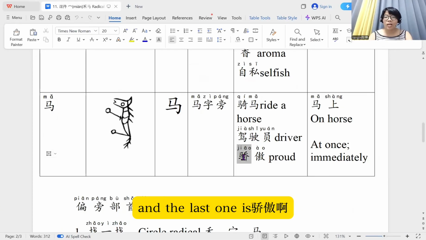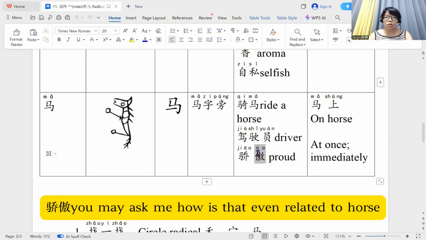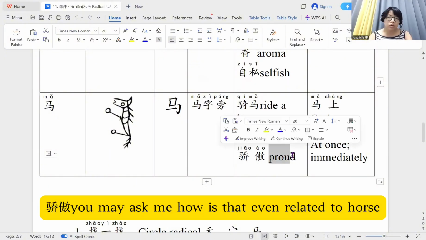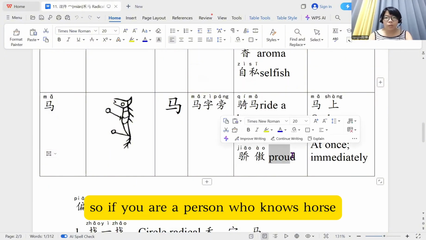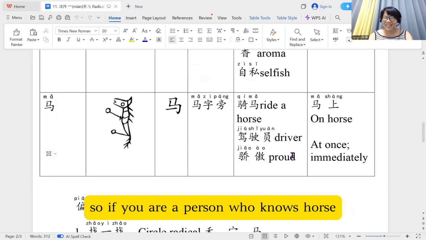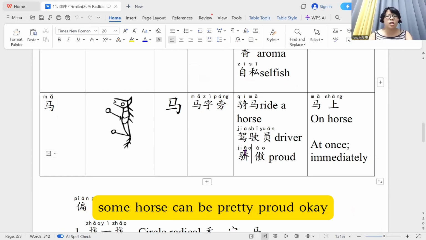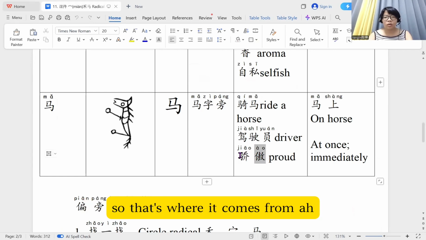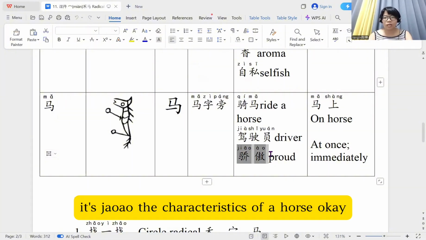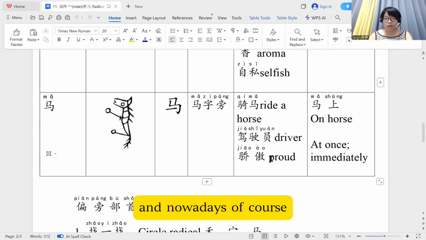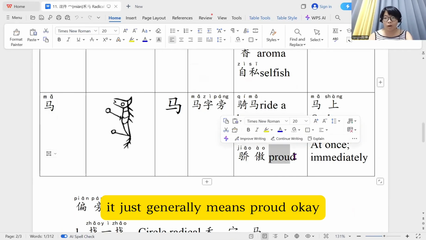And the last one is 骄傲. You may ask me, how is that even related to horses? Well, if you know horses, some horses can be pretty proud. So that's where it comes from, it's a characteristic of a horse. And nowadays, of course, 骄傲 just generally means proud.